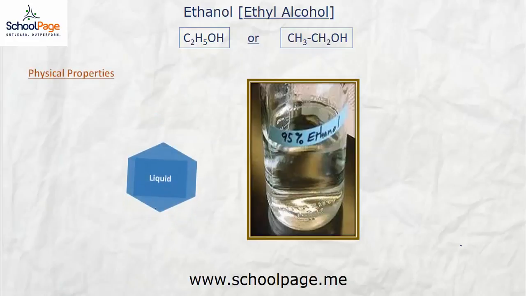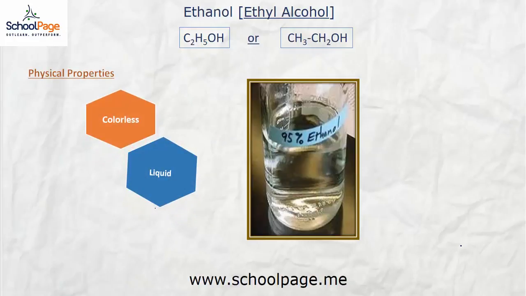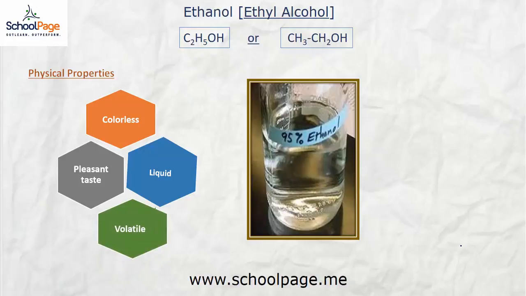As we can see, it's a colorless liquid. When you taste it, it has a pleasant taste. Further, it's volatile, with a low boiling point of 78 degrees centigrade. Now let's see the chemical properties.